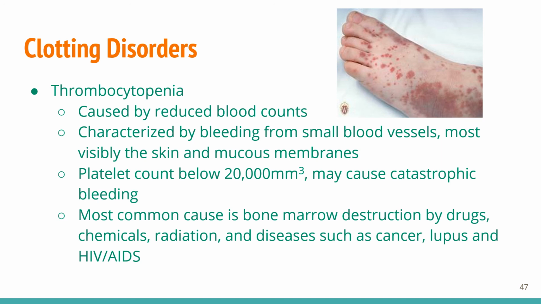Most common cause is the destruction of bone marrow. 150,000 to 450,000 is your normal range. So a platelet count of 20,000 is quite low. So some of the different causes can be, again, they've gotten some drugs, possibly, or chemical radiation due to cancer, lupus. So it can be kind of like a side effect of a different type of treatment. Or for HIV also, it's characterized by bleeding from small blood vessels.